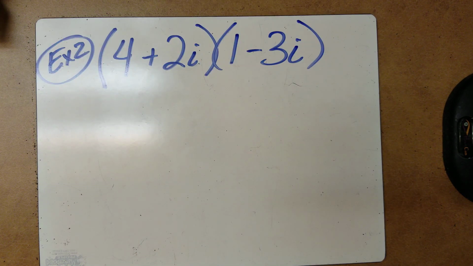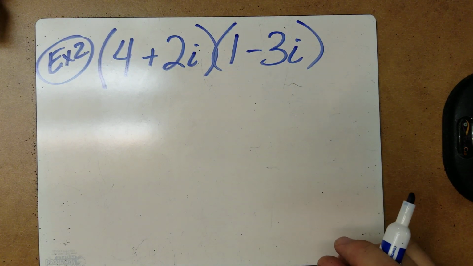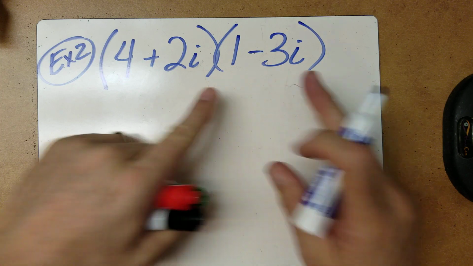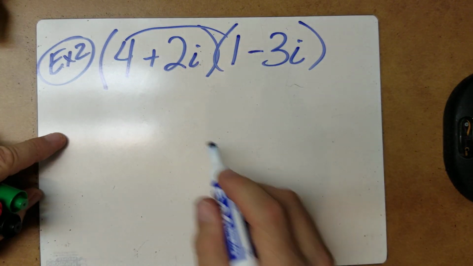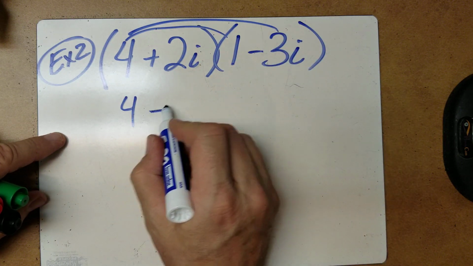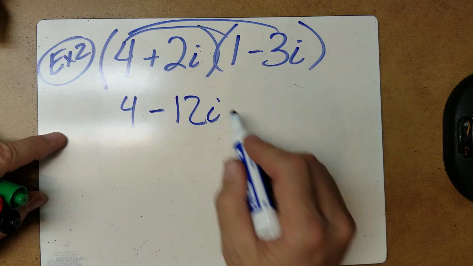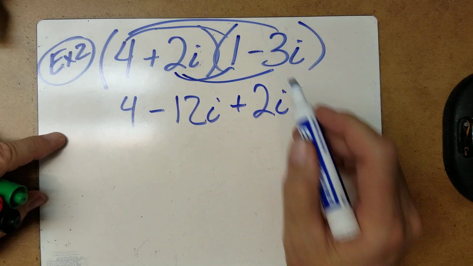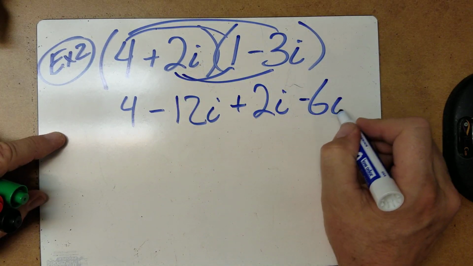Let's do another example. All right, what's going to happen here? Well, you can see we have two binomials, and we're just going to do FOIL like we've done plenty of times. 4 times 1 is 4, and then 4 times that -3 is a -12i, treating it like a variable. Do the inner, that's plus 2i like this. Do the last, that's -6i squared.